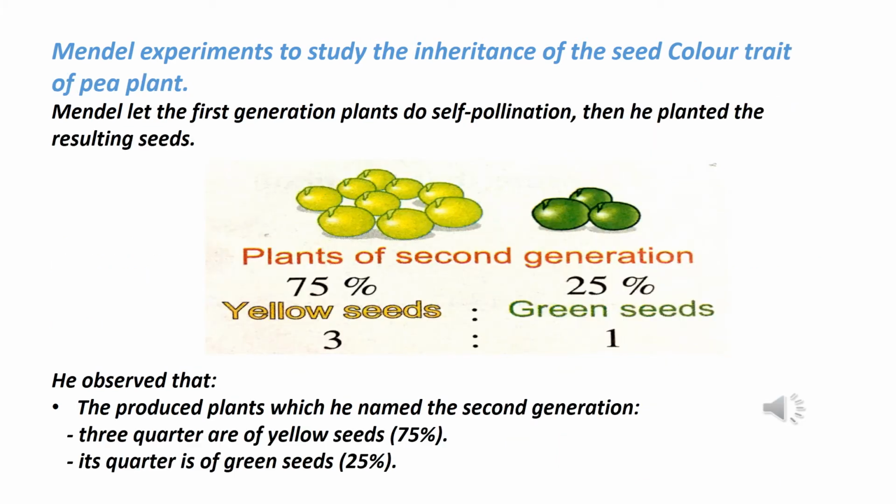Mendel let the first generation plants do self-pollination. He observed that in the produced plants, which he named the second generation, three-quarters have yellow seeds and one quarter has green seeds.